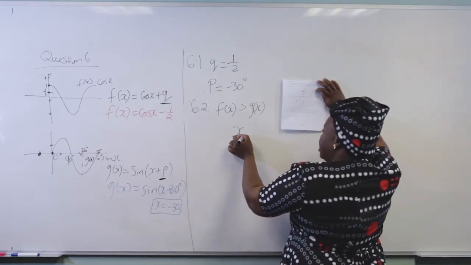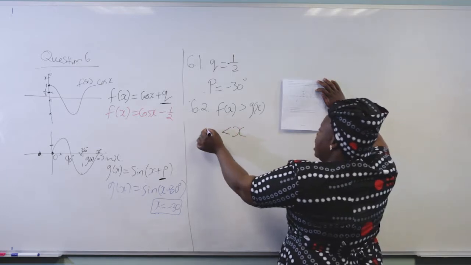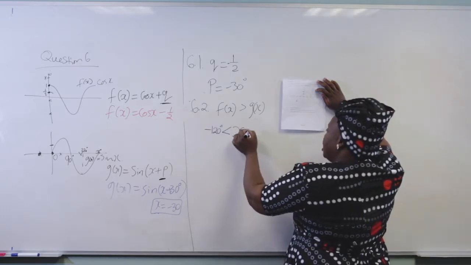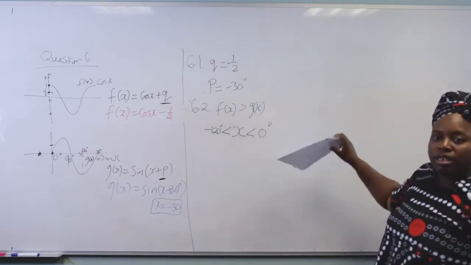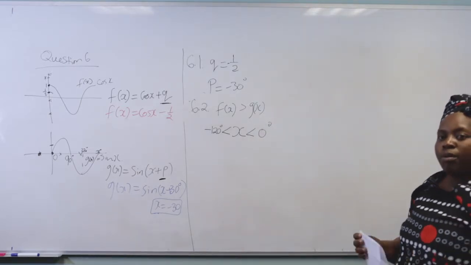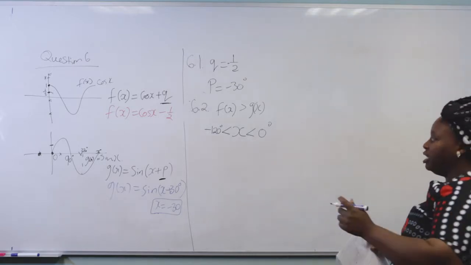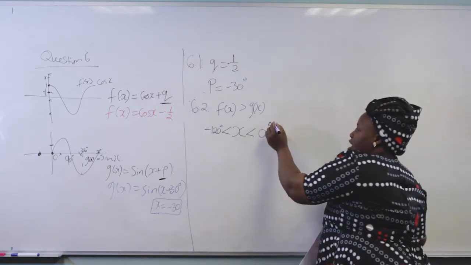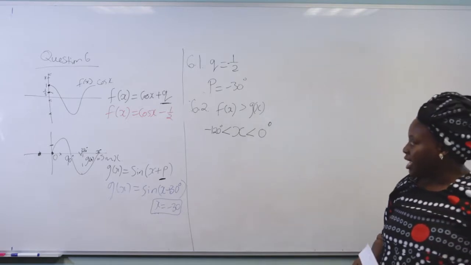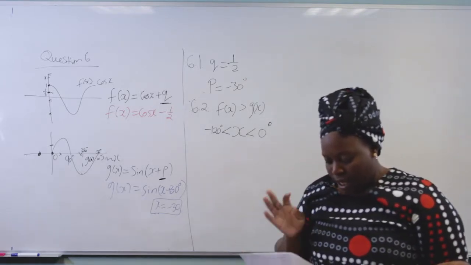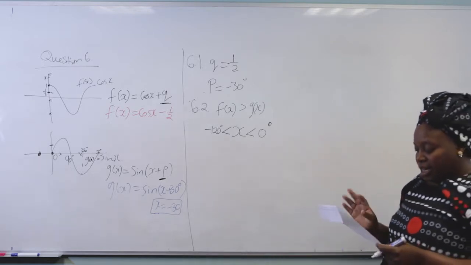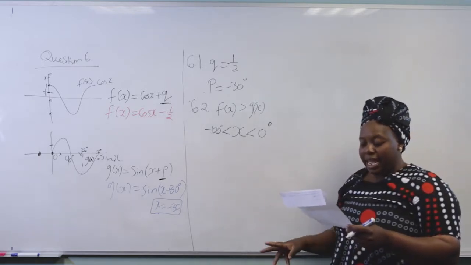So x will be greater than negative 120 degrees and less than 0 degrees. And they give you 2 marks just by saying that. So you need to be able to read it off to be able to say that this is the solution. So it's negative 120 degrees less than x less than 0 degrees. Okay. And the last question says to describe a transformation.